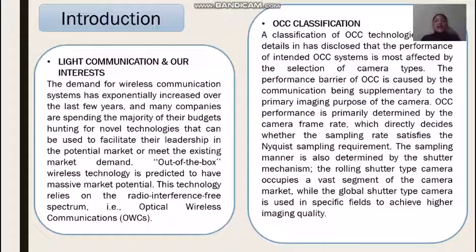OCC performance is primarily determined by the camera frame rate, which directly decides whether the sampling rate satisfies the Nyquist sampling requirement. The sampling is also determined by the shutter mechanism. The rolling shutter type camera occupies a vast segment of the camera market, while the global shutter type camera is used in specialized fields to achieve high imaging quality.